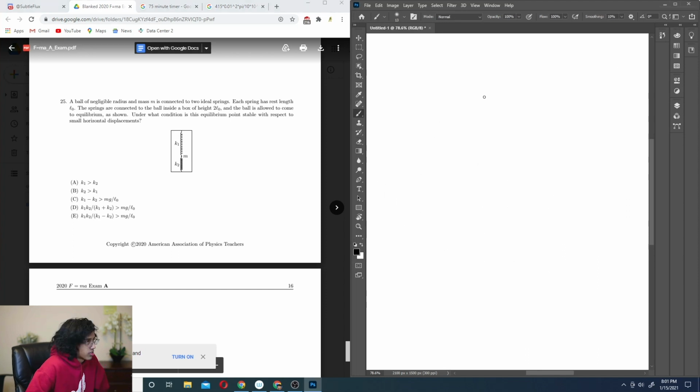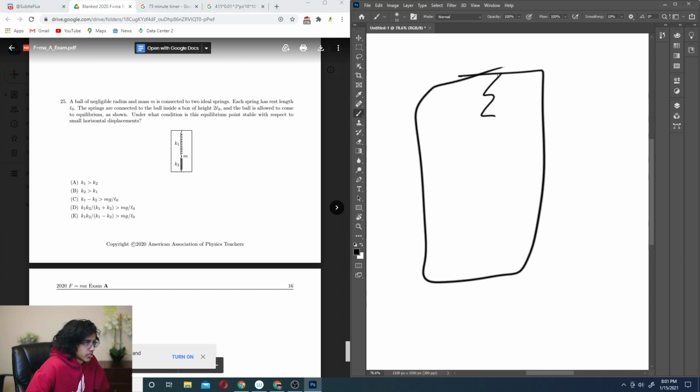Okay, so you basically have this, right? And this upper thing is pushing down on it, right? Or no, pulling up on it. And I'm assuming this guy's also pushing up on it. And then downward is mg. Okay, what should we guess for this one?